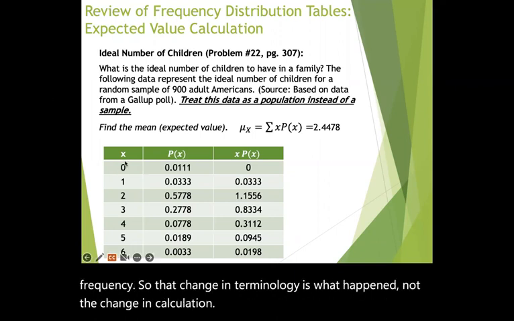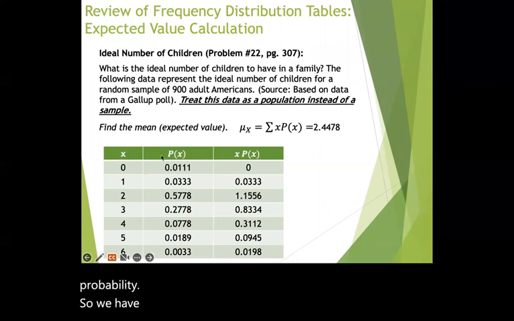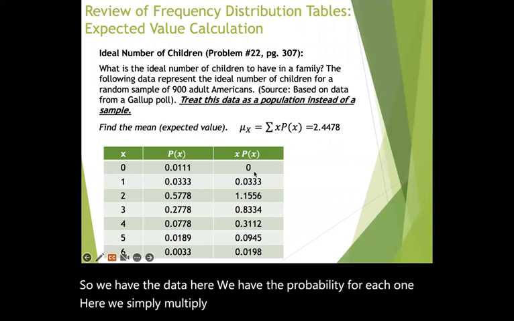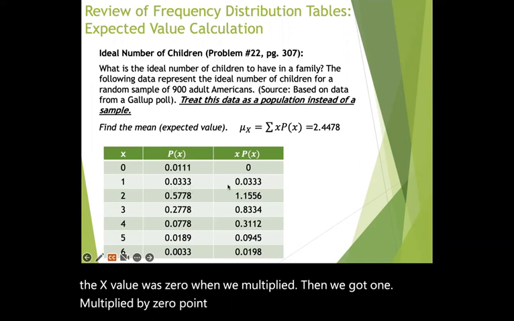So here, as I said, the new formula had the data value times the probability. So we have the data here, we have the probability for each one here. We simply multiply across. The first one became 0 because the x value was 0 when we multiplied. Then we got 1 multiplied by 0.0333. That'll give us 0.0333. And so forth and so on.